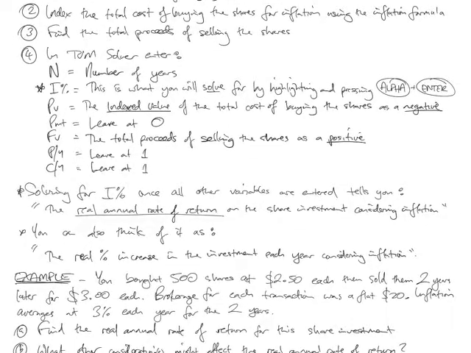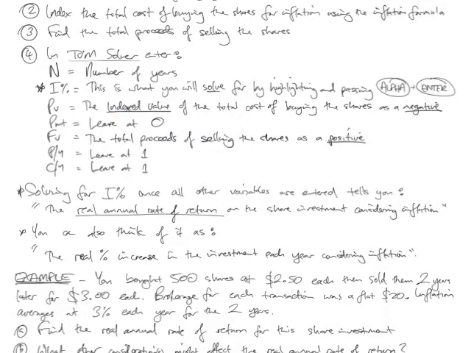So in TVM Solver, you need to enter this. N is going to be the number of years that's given in the question. I put a star here because the way this app works is you enter all of the different variables in, and then you highlight the thing that you're trying to work out and press alpha and enter, and it solves what it is for you. And I, in this case I%, will tell us the real rate of return. So you leave that till last.